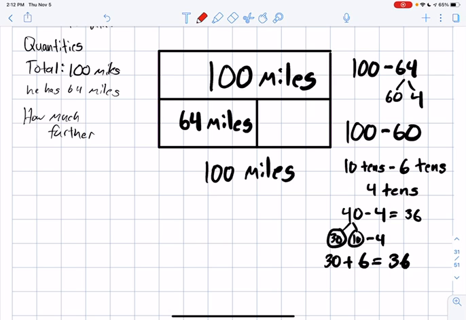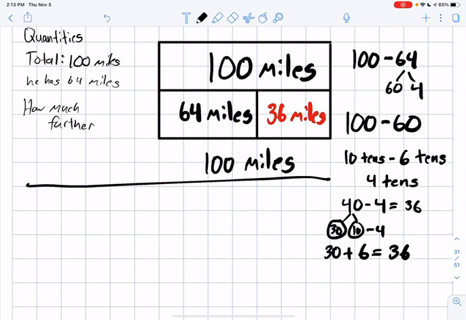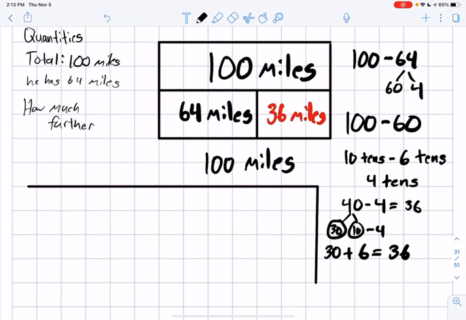We need 36 miles. There's also a cool method that I'm going to do now, which is called the arrow method. So the first one was a tape diagram. The second one is going to be an arrow method.